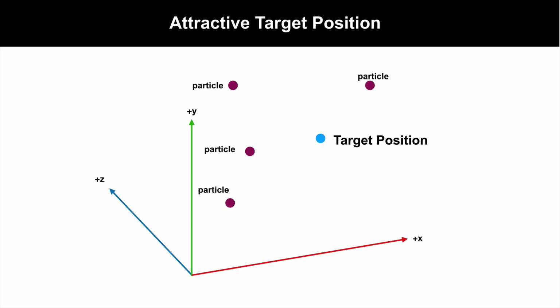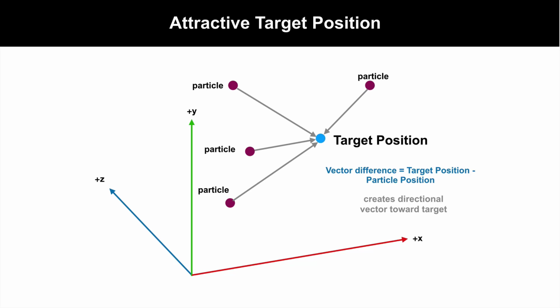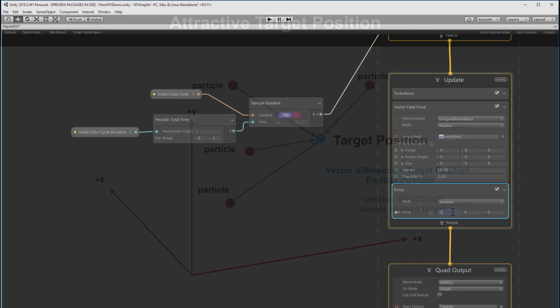At a given moment in time, our system might look like this with lots and lots of particles. If you have the current position of an individual particle, you can determine the direction to our target position using some simple vector math. Subtract the coordinate of the particle from the coordinate of the target, and you get this vector that represents the difference. Essentially, that's a direction. Input that direction into the force block, and we can push or pull, depending on your point of view, our particles toward a single 3D point.